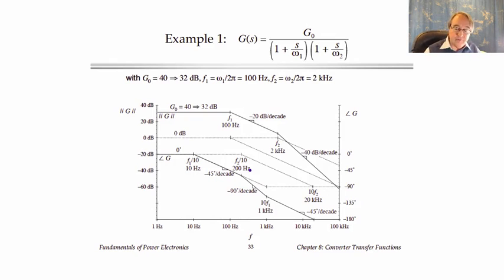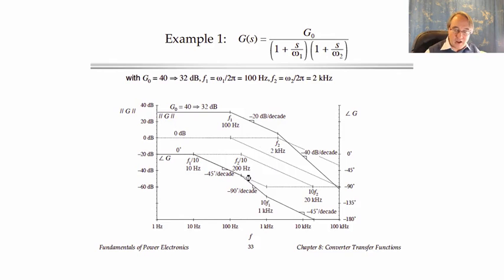So here's an example. Suppose we have a more complex transfer function that has a constant term, g0, that we'll take to be a real positive number, and then it has two poles. So there are two denominator terms that look like the poles that we previously discussed. And here are some numbers plugged in. So g0 is 40. If you express that in decibels, 20 times the base 10 log of 40 turns out to be 32 dB. F1, the corner frequency omega 1 over 2 pi, let's suppose is 100 hertz. Let's suppose F2 associated with omega 2 is 2 kilohertz.